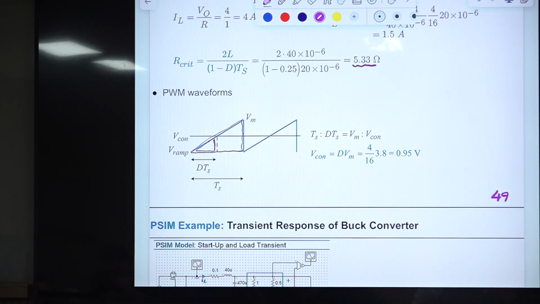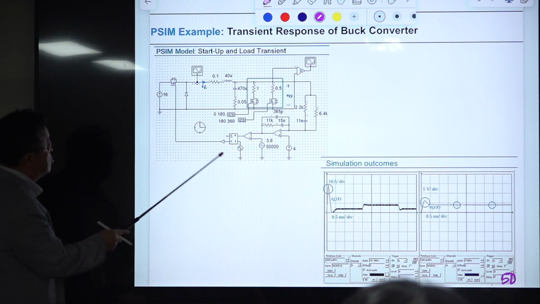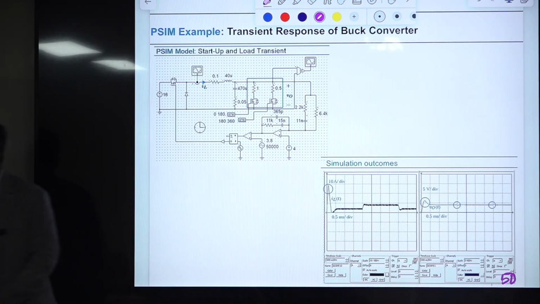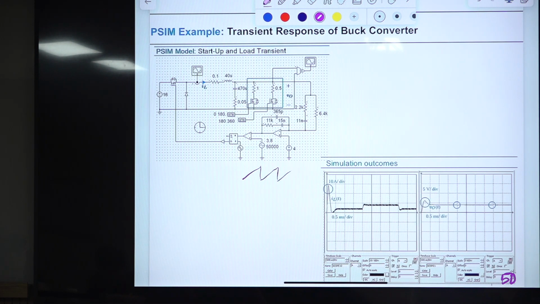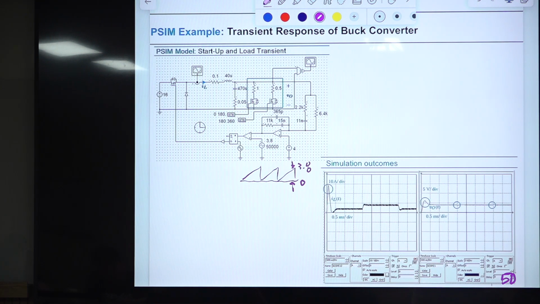Right. So we already know this, and you have the PSIM schematic for the step load response. This is the 3-pole 2-zero compensation, and this is the reference voltage, and this generates the ramp signal, and the ramp signal is this one, 3.8. Actually this is the height of this one. Assume this is 0 for convenience, then this is 3.8. Okay, this one is 1, then it becomes 4.8. Okay, so this is the 3-pole 2-zero compensation circuit.